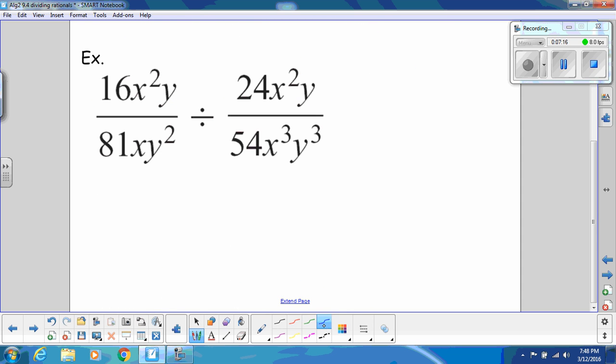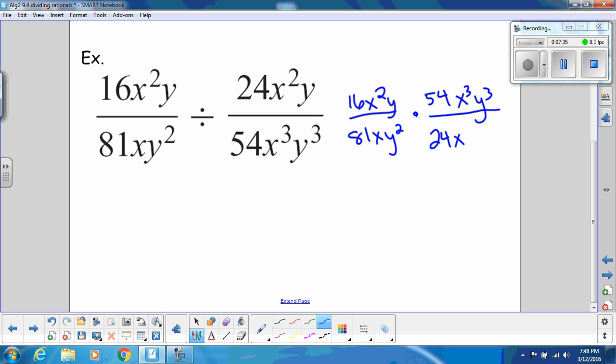All right, so first thing, KFC, right? So I have 16x squared y divided by 81xy squared times 54x cubed y cubed divided by 24x squared y. Okay, so what can we break things up into?